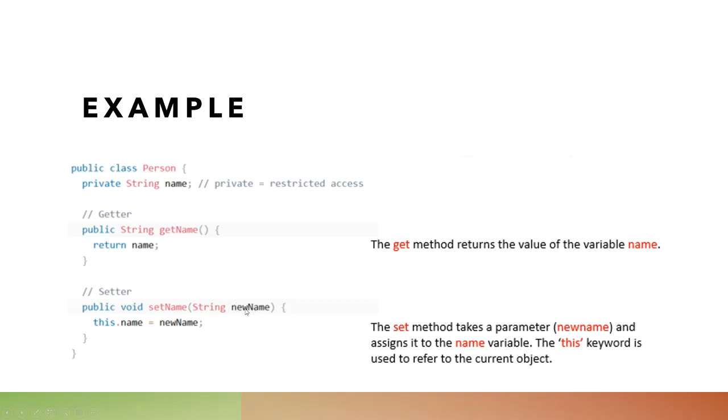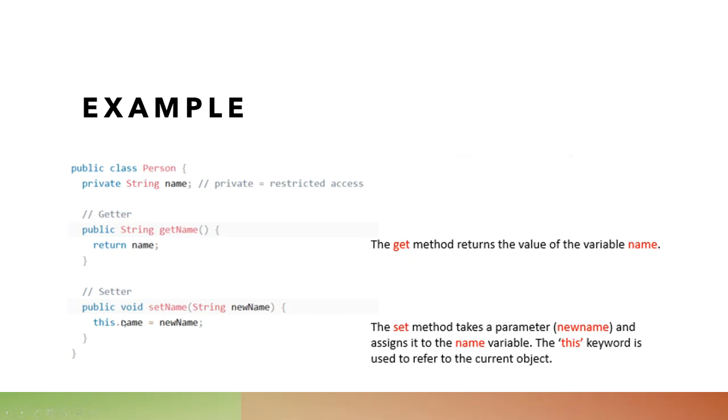It will set a new parameter, and this new parameter will be the value of the variable name. So whatever you have inputted in newName will now be the value of the variable name. The this keyword is used to refer to the current object. Meaning to say that this is referring to the Person class and the name.